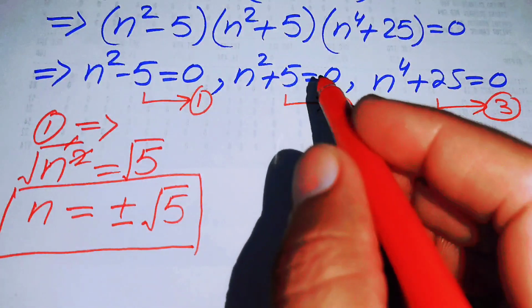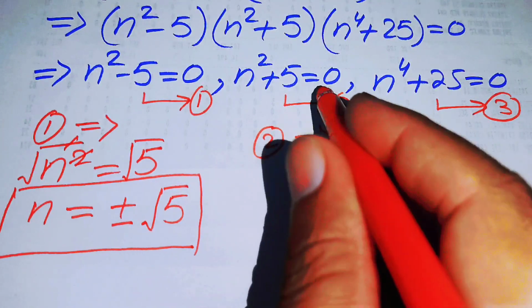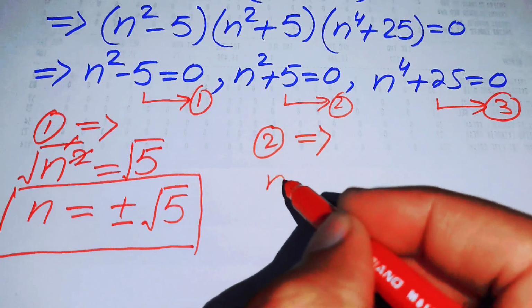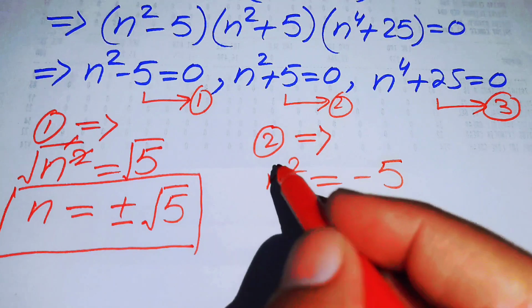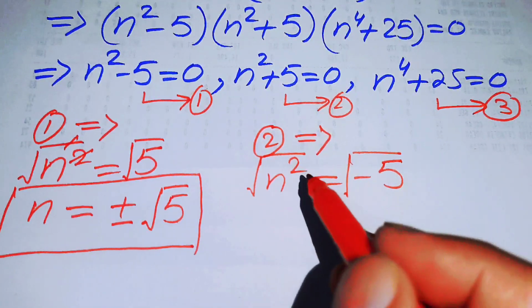So now we move towards equation number 2. So now this equation number 2 implies that we move this plus 5 to the right hand side, and you will get n squared is equal to minus 5, and again we take the square root on both of the sides in order to remove this square.